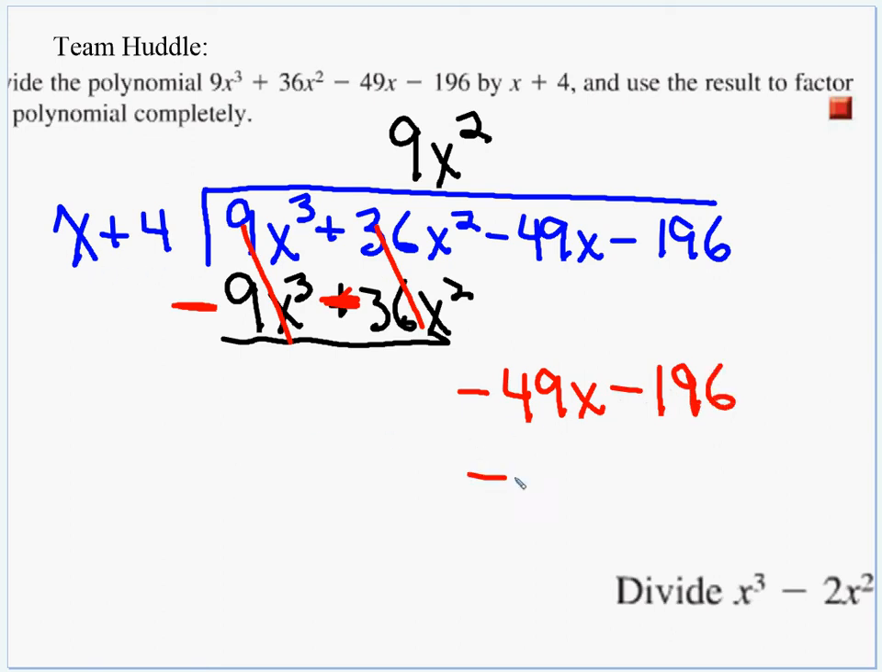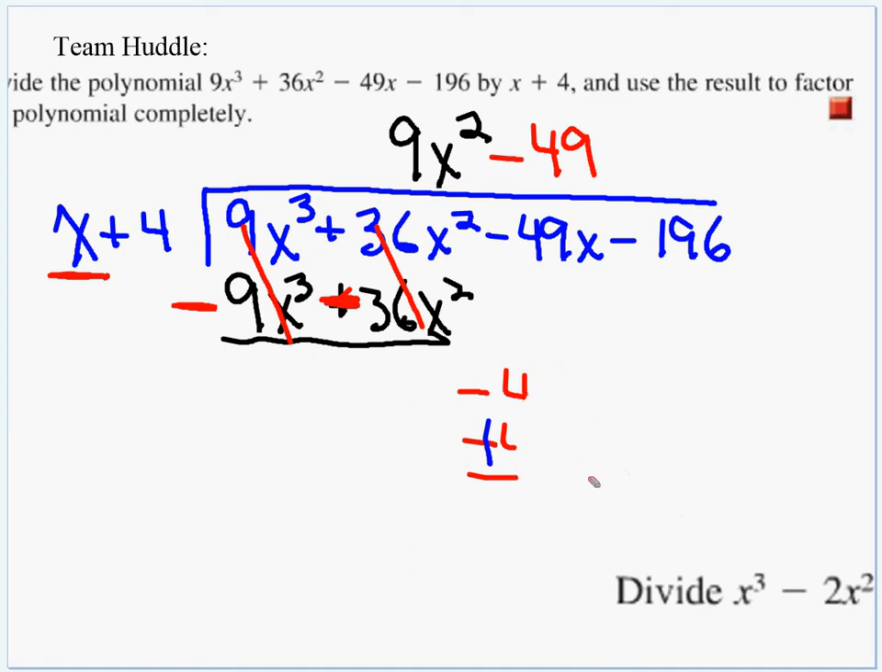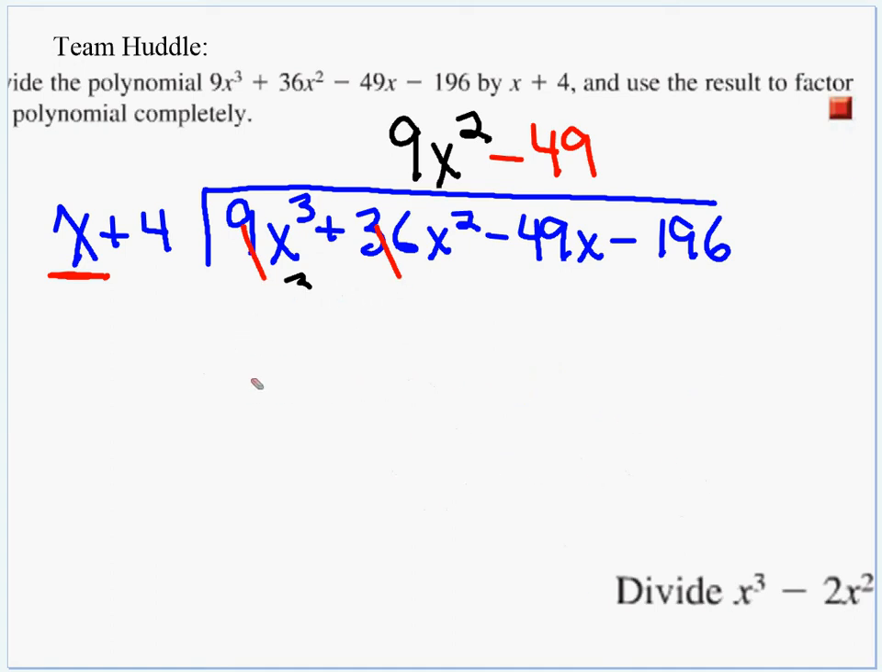All right, we want to get rid of negative 49x. We got to multiply x by something. It's got to be negative 49. And we distribute. Negative 49x. Negative 49 times 4 is negative 196. Well, look at that. We can distribute a negative and add, and that's a 0 remainder. But we're not done. The problem's not over.